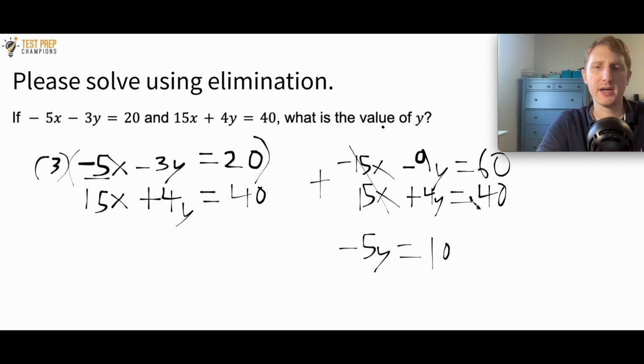And ignore this little dot here. That's not supposed to be a decimal or anything. I'm not sure how this dot got in here, but just ignore it. When I do 60 plus 40, I get 100. So I'm now left with negative 5y equals 100.